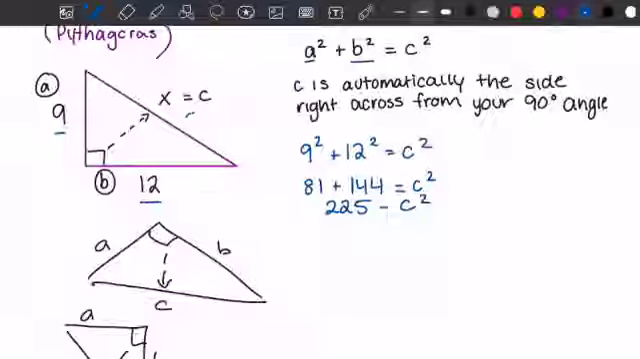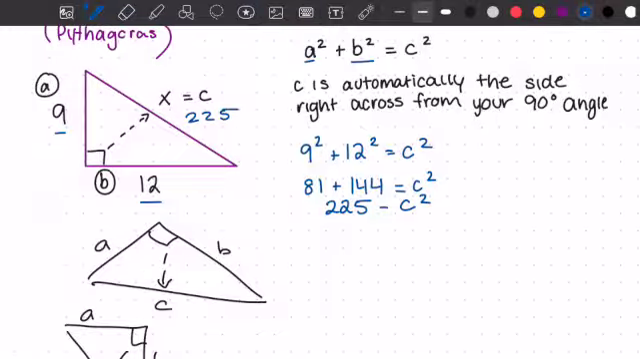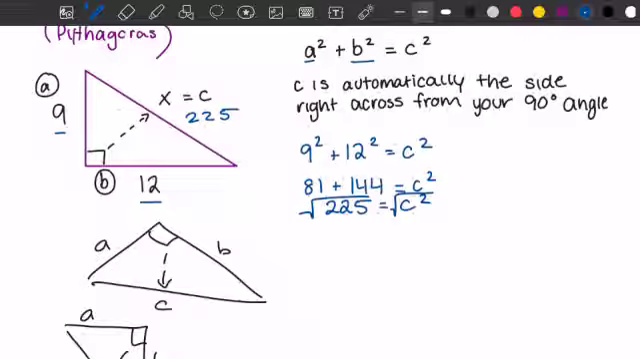The length of this triangle is not 225. That would make no sense. 9 and 12 and 225, that doesn't work. You have to square root it, yes. So to get C by itself, I'm going to square root both sides. And so I will be left with what? What is the square root of 225? I don't expect you to know off the top of your head.